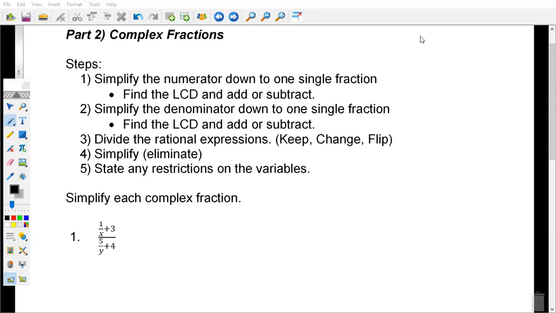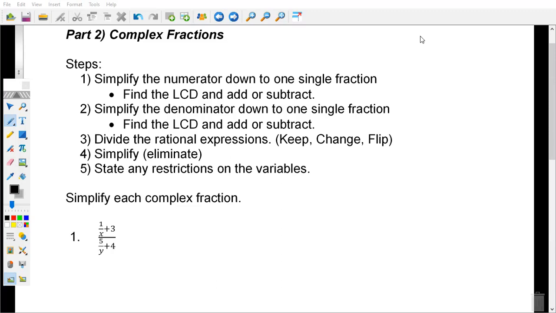All right, next, part 2 of 3.5E is called complex fractions. What is a complex fraction? A complex fraction is a fraction or fractions within a fraction. That's what it is. It complicates things, right? So you end up with a fraction within a fraction or fractions within a fraction.